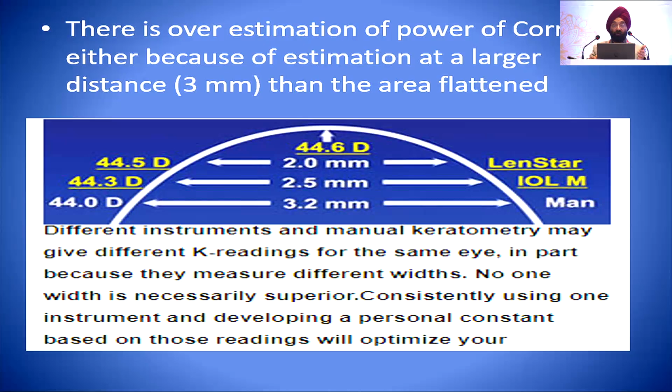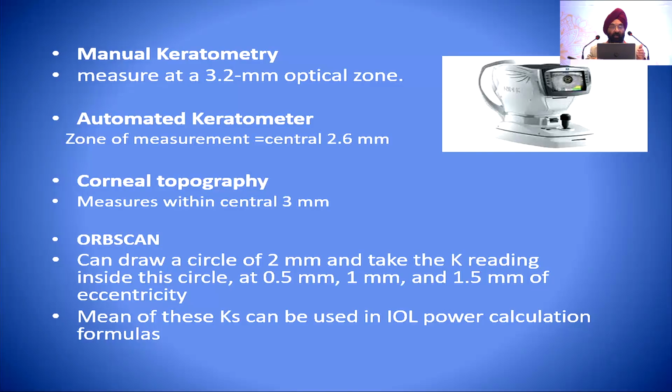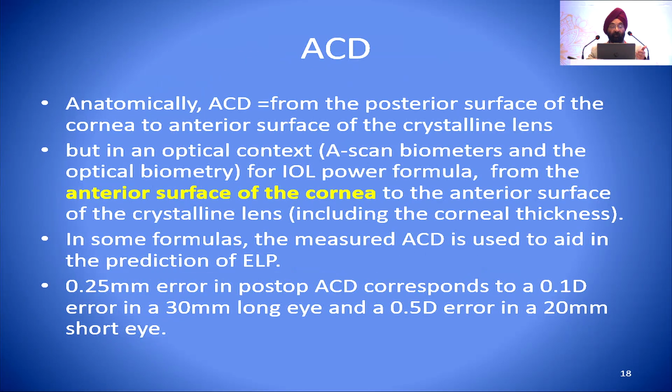There are different readings with different keratometers. Why? Because the cornea is prolate, and the closer you measure to the center of the cornea, you get a higher reading because of the prolate shape. So you have to be aware that at what diameter your keratometer is assessing. Like manual keratometry measures at 3.2 millimeter, auto at 2.6 millimeter, topography at 3 millimeter, Orbscan can draw a circle at 2 millimeter, and also take inside that readings at different diameters, 0.5, 1 and 1.5 millimeter.